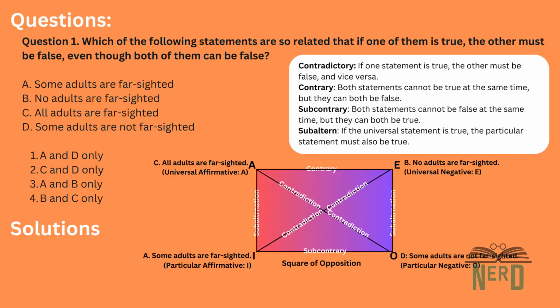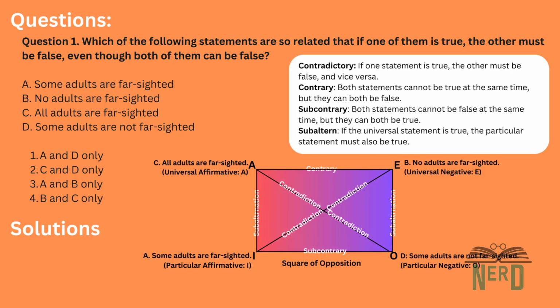Question 1. Which of the following statements are so related that if one of them is true, the other must be false, even though both of them can be false? A. Some adults are farsighted. B. No adults are farsighted. C. All adults are farsighted. D. Some adults are not farsighted.